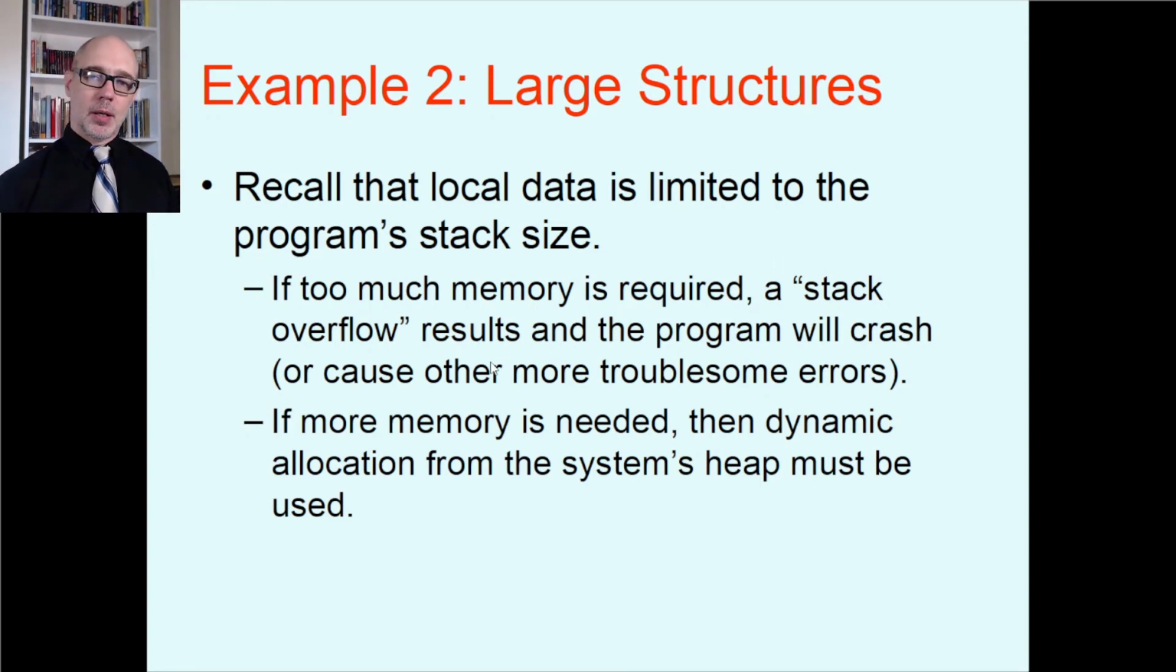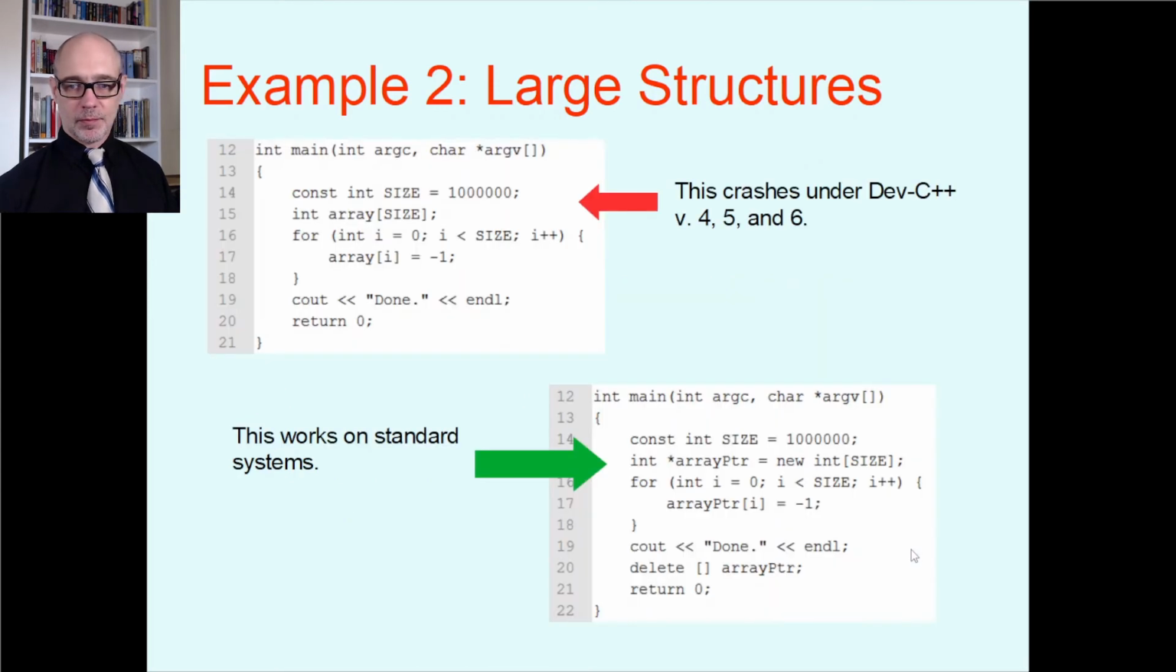So if you do need a large data structure that's not going to fit on the stack, because it's going to be too small, then dynamic allocation from the system's heap is what you have to use. Let's look at the specifics of that. So again, the first example here is something that's not going to work. The second example is something that is going to work.